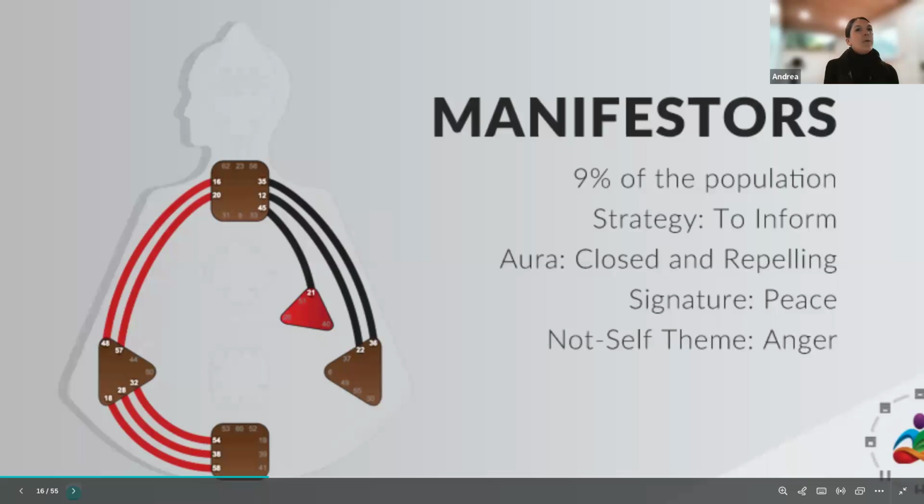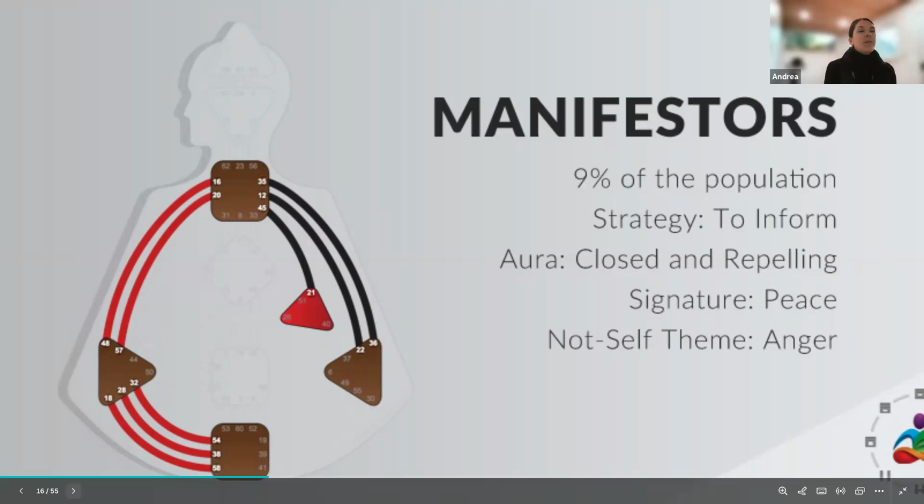Okay, and we won't go over all this stuff on this slide today, but again, manifestors are about 9% of the population. Their strategy is to inform, meaning it's best if they tell people what they're doing, just so that other people don't feel left out or kind of suspicious about what they're doing. They don't necessarily have to ask for permission, but just to inform those around them of what they're doing.